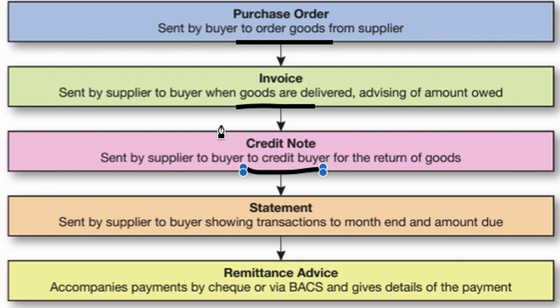And following that, we will usually have the statement of account, which is a document that is sent by the supplier to the buyer, and it basically shows the transactions for the current period or month and the amount that is due or yet to be paid. And then you have the remittance advice. That is a document which accompanies the payments made by a check or via the bank's automated clearing systems, and it basically gives the details of the payment that is being made.